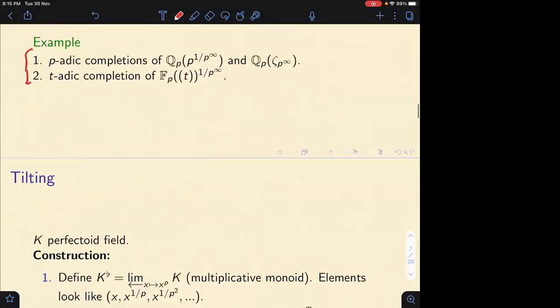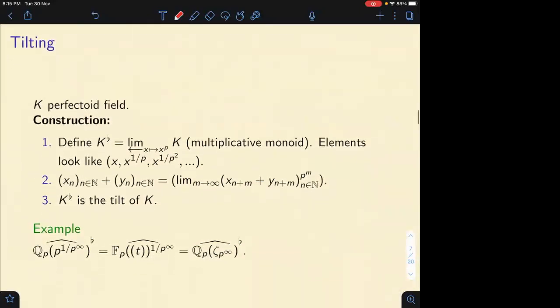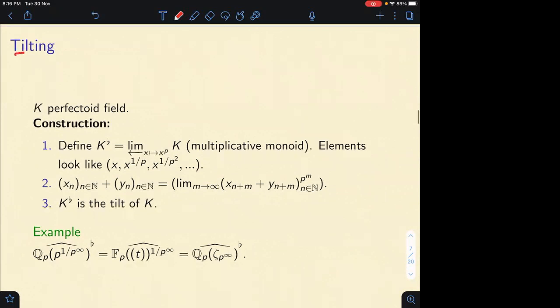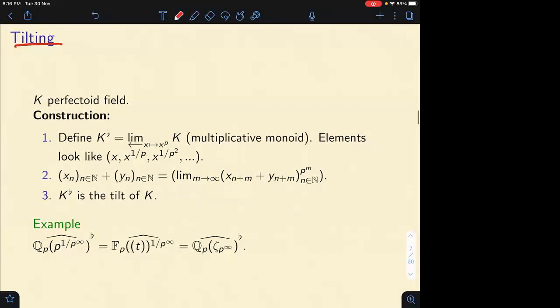Now, whenever you have a perfectoid field, you can tilt it and get a perfectoid field of characteristic P. This is called the tilting construction or tilting functor, and it's only really interesting when you started from something in characteristic 0. Otherwise, it will not do anything meaningful. Well, you will just get the same field back, essentially. So how does this work?